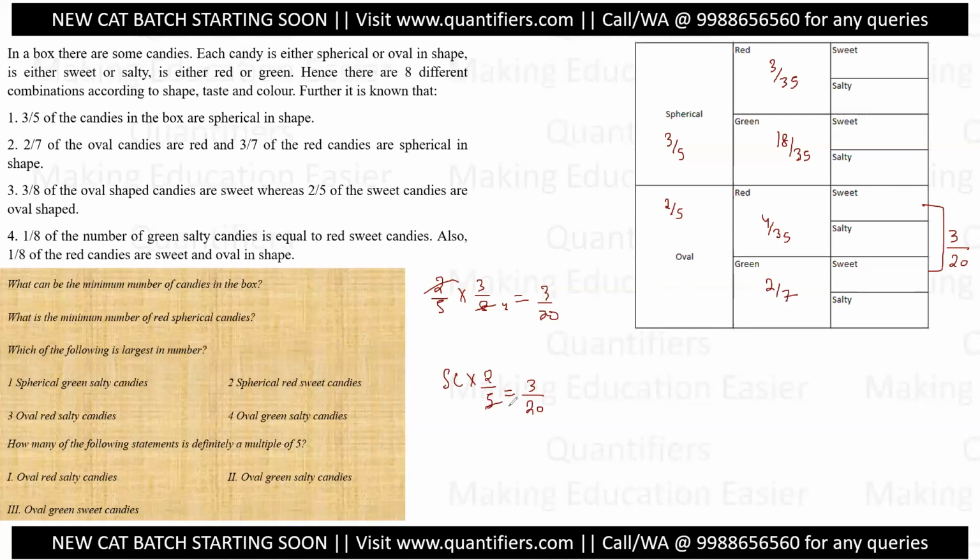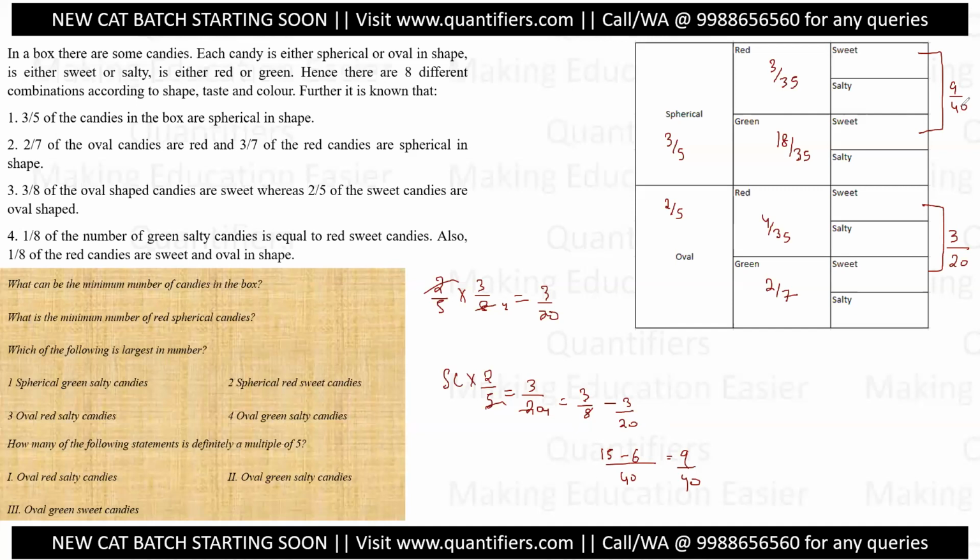Right, that is equal to 3 by 8. Now total sweet candies are 3 by 8. If 3 by 20 are here, 3 by 8 minus 3 by 20, that is 40, 50 minus... 9 by 40 must be here. All right. 9 by 40 must be here.